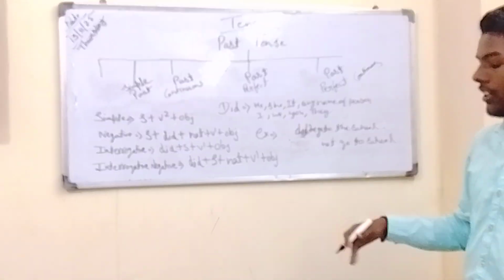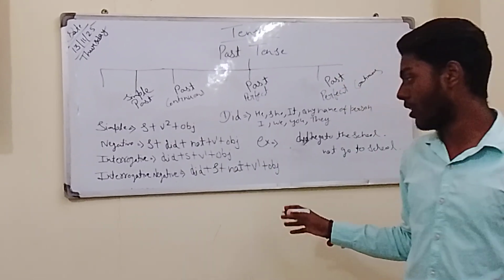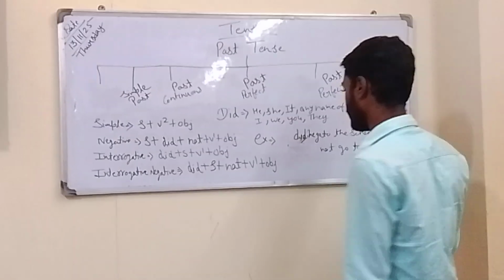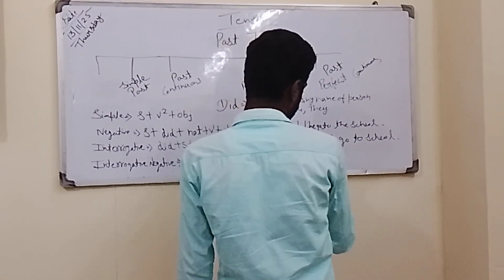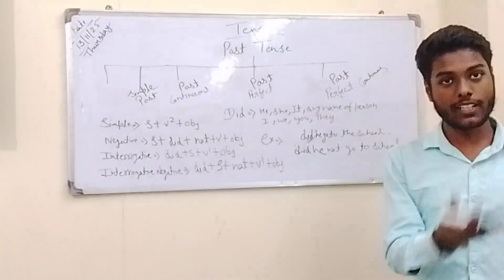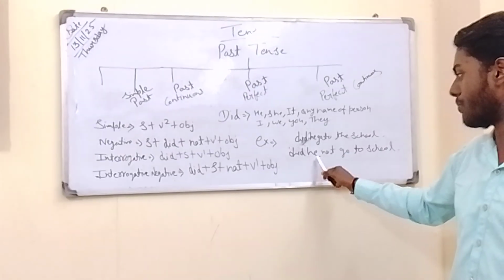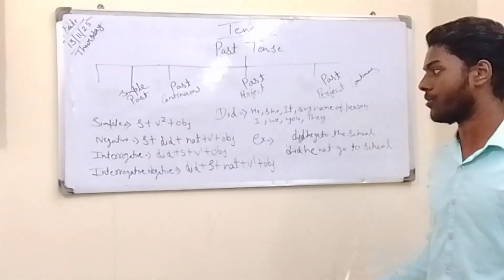In interrogative negative, it is did plus subject plus not plus verb first form, then our object. Did he not go to school? The structure is helping verb, subject, not, verb first form, then our object.